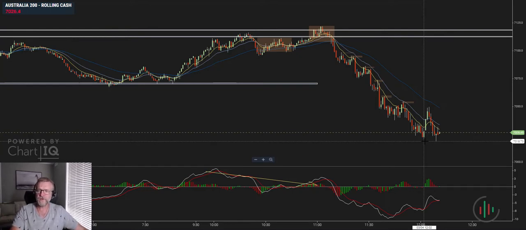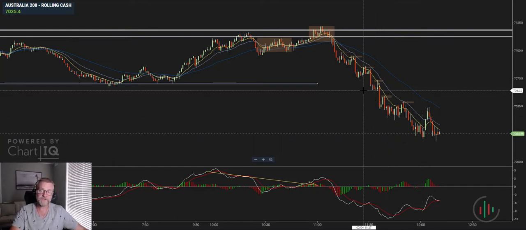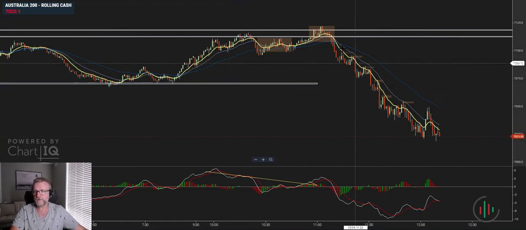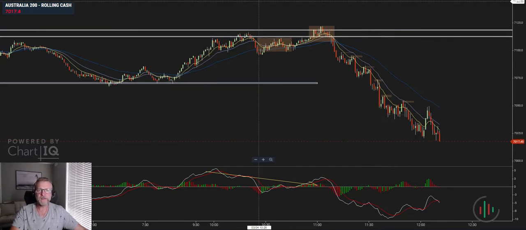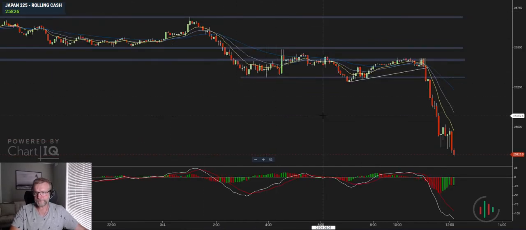And that's why, in all fairness, I should have left some on just as a short. Took a couple of partials and left some open just to open it up and see where it goes to. And that would have been a lot better. But yeah, unfortunately, I didn't. Stupid mistakes again. Over to the Nikkei.